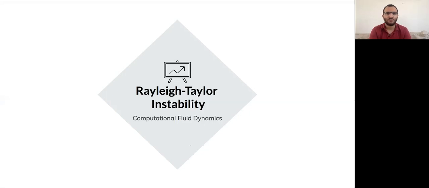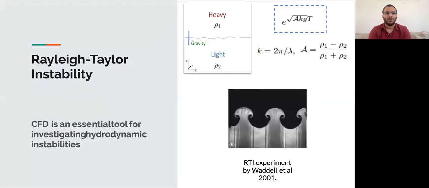But first, let us give a brief introduction to the Rayleigh-Taylor hydrodynamic instability. The Rayleigh-Taylor instability, or RTI, occurs when a dense fluid is on top of some lighter fluid. Given some initial perturbation, the instability starts to grow, and in the early phase, it acts as the equation marked in blue. As one can see, the four most important factors are the Atwood number A, the gravity g, the time t, and the wave number k, which is practically the wavelength lambda. An example of RTI is the well-known experiment conducted by Waddell et al. in 2001.